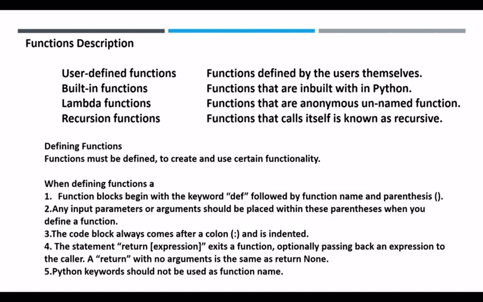Third, the code block always comes after a colon and is indented. So when we create a function, the code block comes after the colon and is indented. Indenting is nothing but giving spaces.